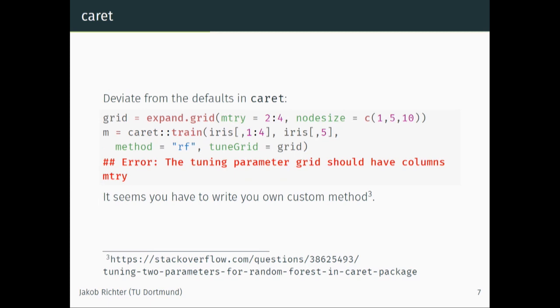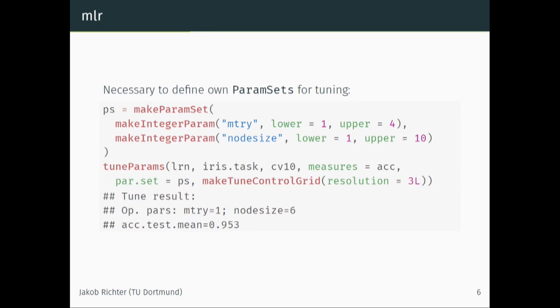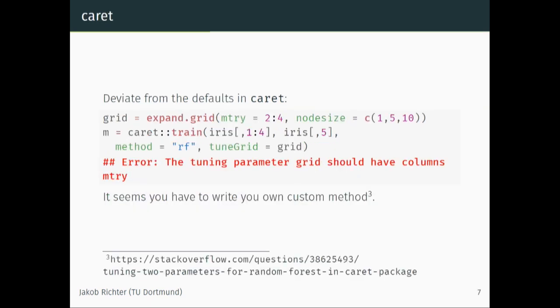So then let me come back to caret. We see here that I decided that I also want to tune over the node size. If I don't want to do this in caret, I have to build my own grid, my own search grid. But then caret complains that the tuning parameter grid should only have the mtry column. And to actually tune over node size, I would have to write my own random forest method. And I think that's a bit overly complicated in this way. So I prefer mlr there.